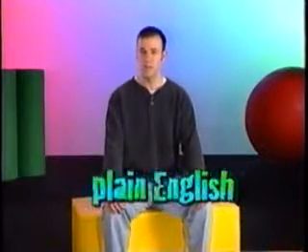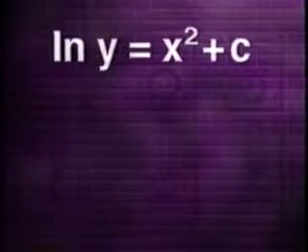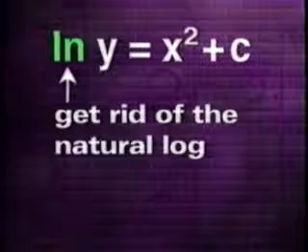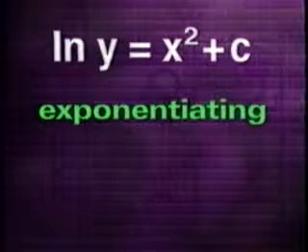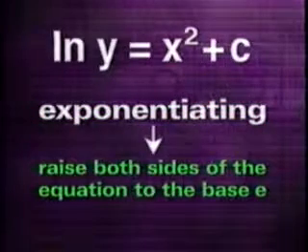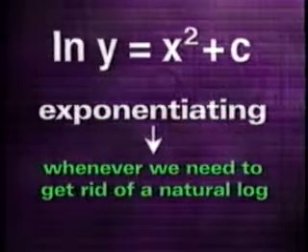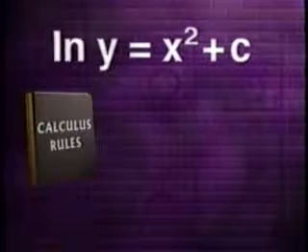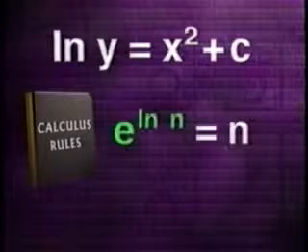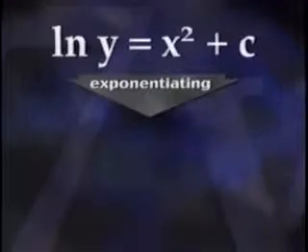What this means in plain English is solve for y. To solve for y in our solution here, we need to get rid of the natural log. We do this by exponentiating. To exponentiate, we raise both sides of the equation to the base e. We do this whenever we need to get rid of a natural log, because we all remember the rule from calculus that tells us that e to the natural log of a variable equals the variable.